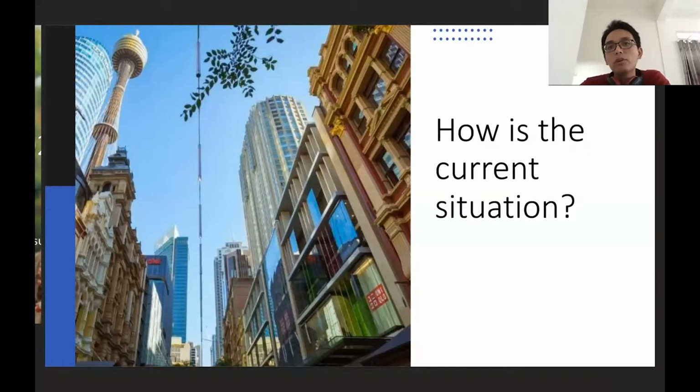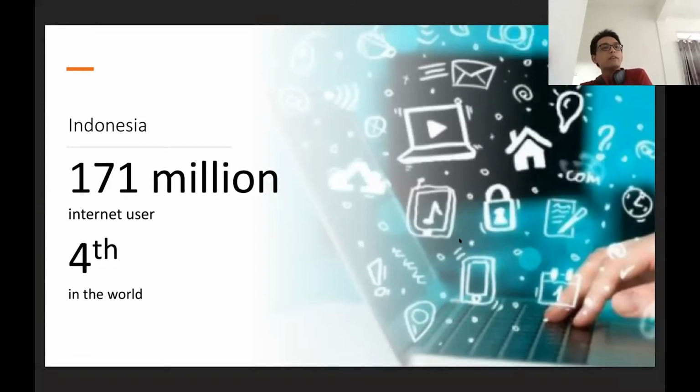Okay, now we are talking about the current situation. Here we will talk about the worldwide situation, and then after that we will talk about Indonesia. Indonesia consists of around 260 million population, so it's the fourth largest in the world. And from this 260 million population, 171 million are internet users.